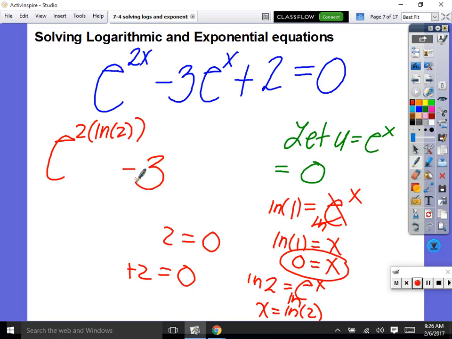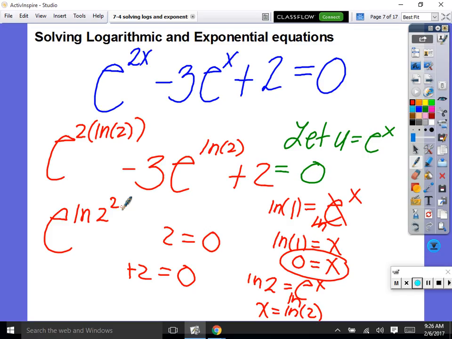Minus 3. It's almost good to not, and then you have to really kind of think more. ln of 2 plus 2. Let's see what this simplifies to be. Feel like we're going to have to take this 2 and put it up here in the exponent, aren't we? E and then ln of 2 squared. Yeah?